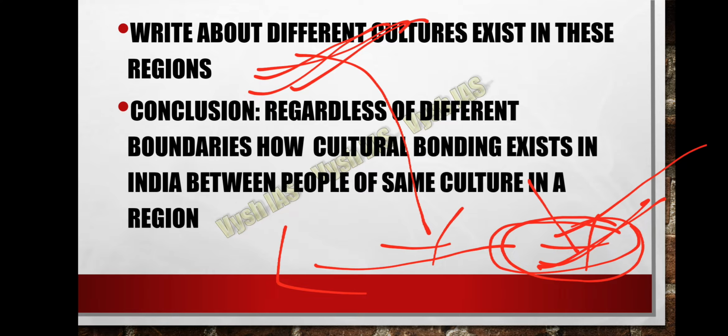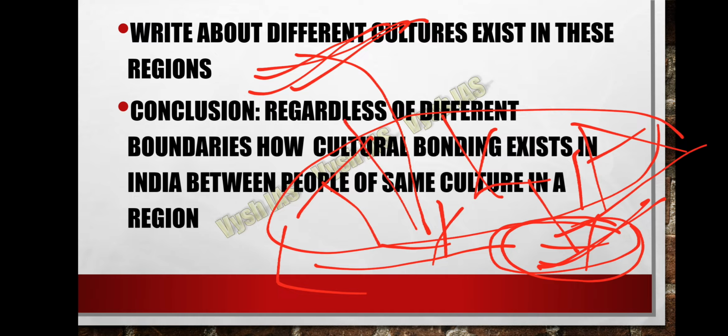In spite of having boundaries between the states, they are culturally united with each other. For example, in southern India, there are many states like Tamil Nadu, Kerala, Andhra Pradesh, Telangana. In spite of so many boundaries between them, they have a cultural unity because they have a similar kind of culture. So this is what the question is demanding. You can give different examples from different regions present in India.